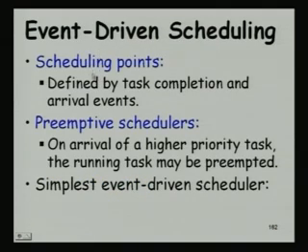In an event driven scheduler, the scheduling points are defined by task completion and arrival events. Whenever a task completes, the scheduler will wake up and look at what to run next, and so is the case when a new task arrives. It will see if the new task is of very high priority, then it can run and preempt the running task. So, event driven schedulers are preemptive schedulers, because if a higher priority task comes, the current task may be preempted.